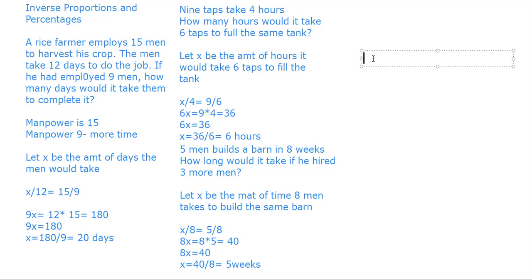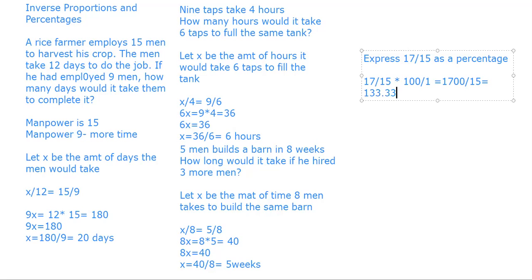Let's do some percentages questions now. So express 17 over 15 as a percentage. How do we work this out? We know that anytime we're working with percentages, we're just going to multiply by 100 over 1. So 17 by 100 is 1700 over 15 by 1, which is 15. And when we divide that, we will get 113.33%.